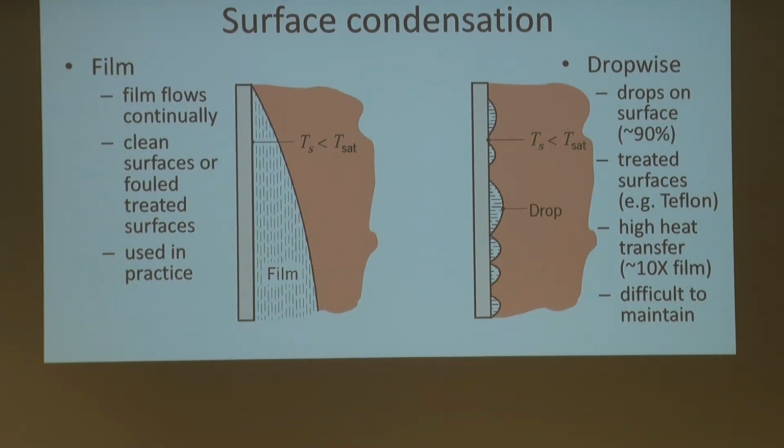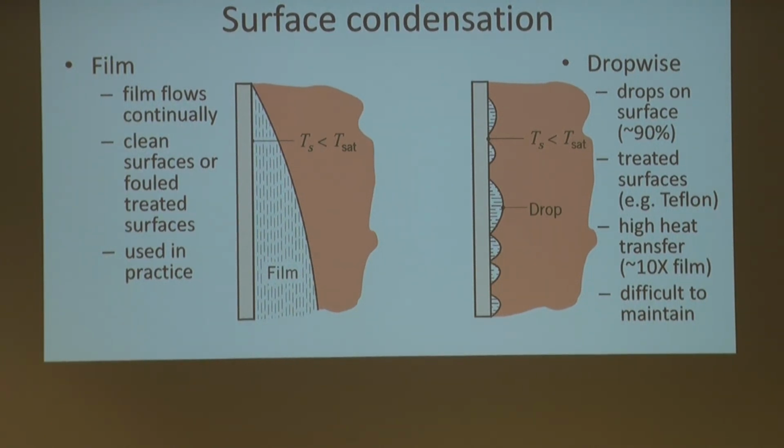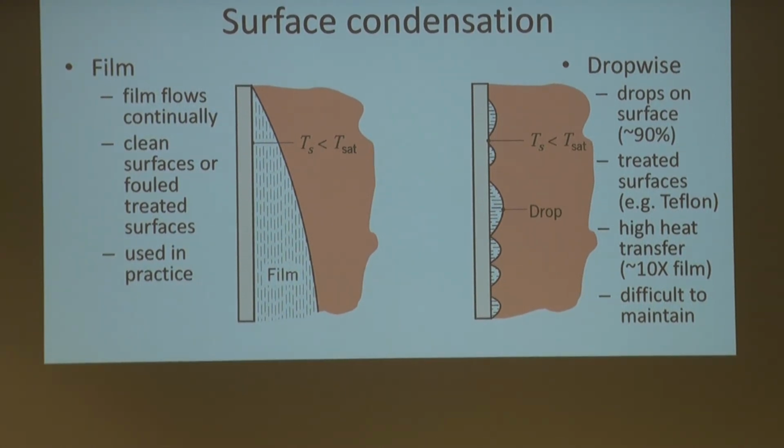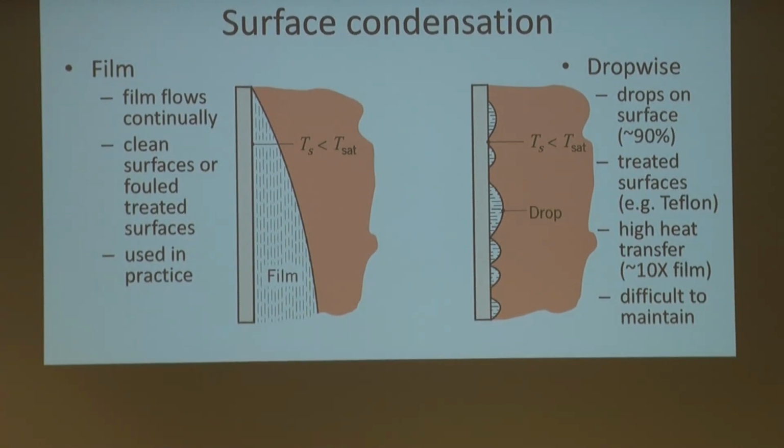What is on the left, right, is film condensation. That means the liquid, I keep thinking of water, but it can be any liquid, the liquid that goes on the surface spreads, right? Spreads with its surface tension, and all the droplets connect and become a film. And then this film rolls down.